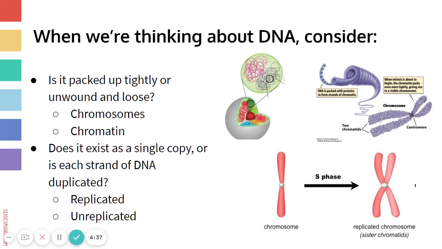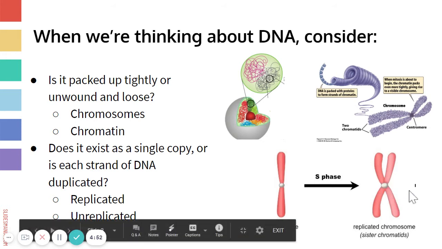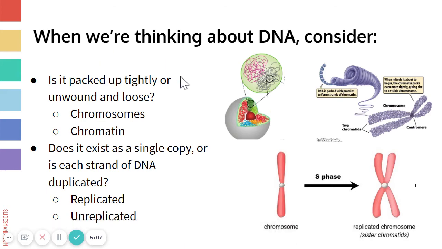This makes sense when we think about the fact that cells are going to need to divide, and that's what this video lecture is all about. If a cell is going to divide, it needs to give its genetic information to both of its offspring cells. So at a certain point in the cell's life cycle, it's going to copy its DNA so that when it divides, both of its daughter cells can get the full amount of genetic information. So, our two questions: is the DNA packed up tightly or is it unwound?